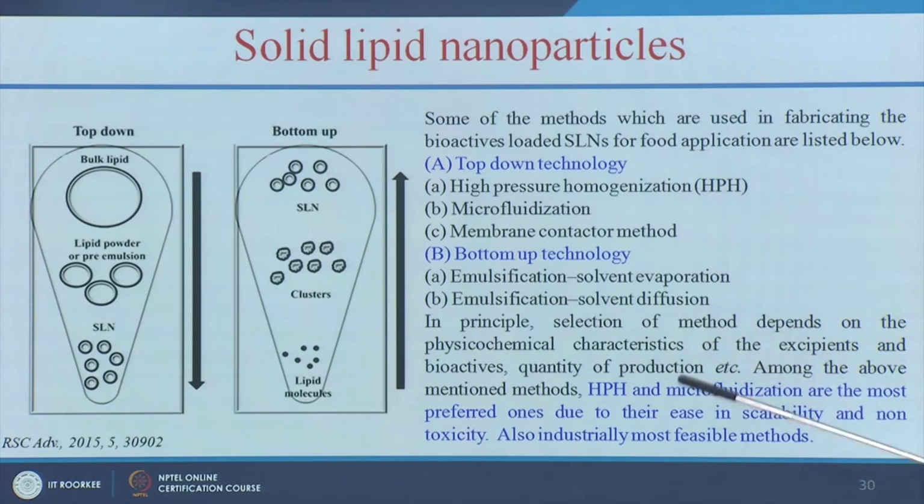So, out of these techniques, high pressure homogenization and microfluidization are the most preferred ones, because they are easy to make, and at the same time they are also the industrially most feasible methods.